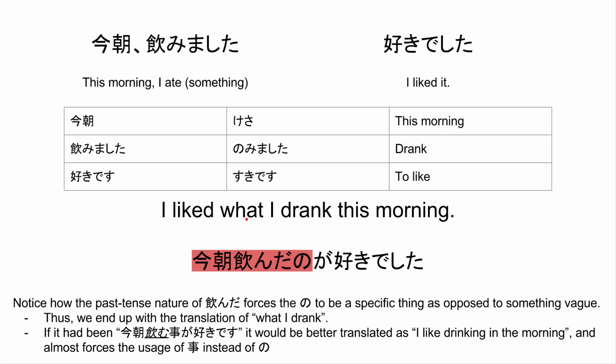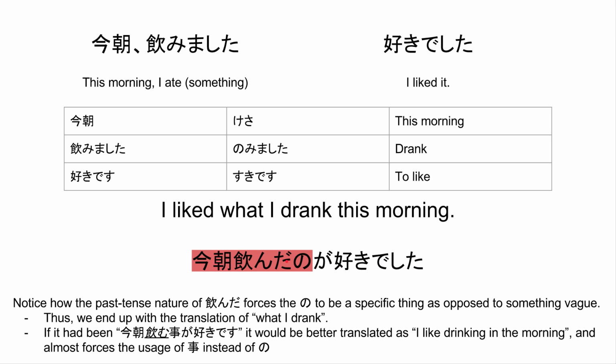So, how about I like what I drank this morning? We have nomimashita, so I drank something. So let's say what I drank. I drank something is an independent clause. Let's turn it into a dependent clause. What I drank. We're going to turn this into a clause. So, kesa nonda no ga suki deshita.